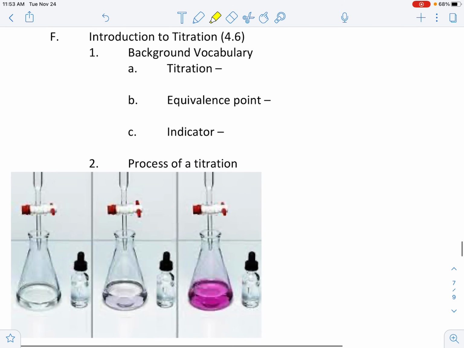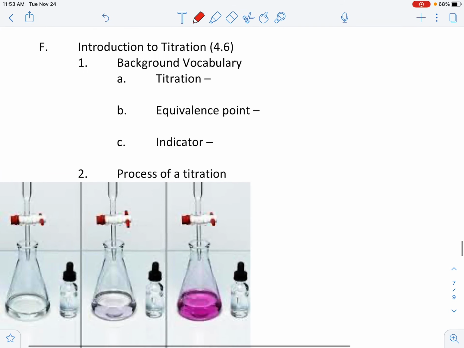A titration is finding an unknown concentration using a known concentration. So we basically do a chemical reaction with a known concentration or molarity of a substance to find an unknown concentration. And when they reach that point is called the equivalence point, and this is where the moles are equal.